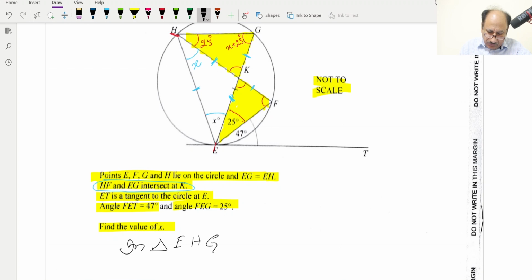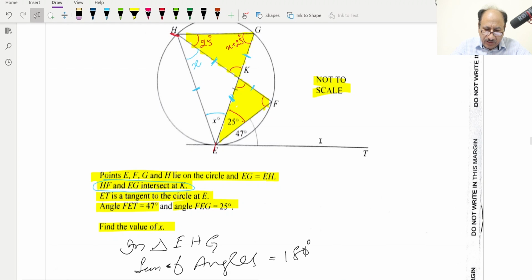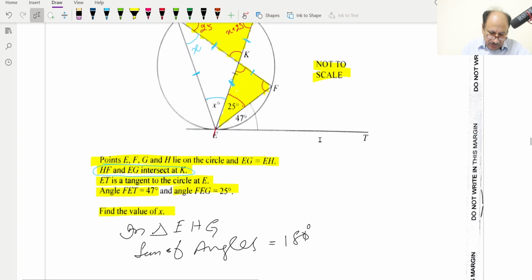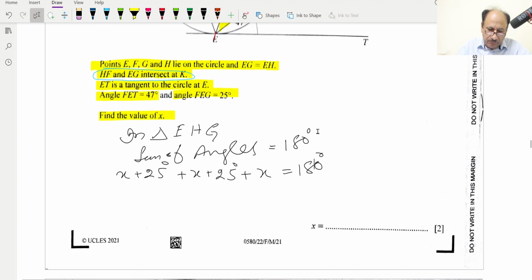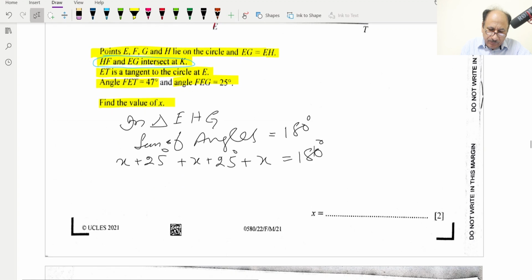In triangle EHG, the sum of angles will be equal to what? The sum of angles is equal to 180 degrees. Sum of angles means sum of interior angles. So what is the sum of interior angles? x plus 25 degrees plus x plus 25 degrees plus x, and this is equal to 180 degrees. Now we can simplify. This will be 3x plus 50 is equal to 180 degrees.